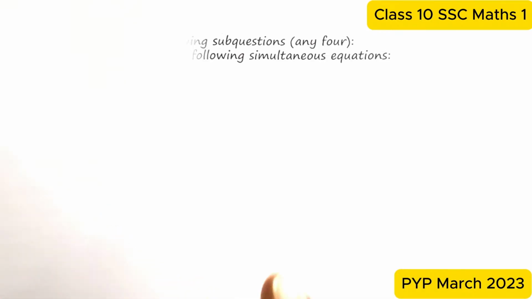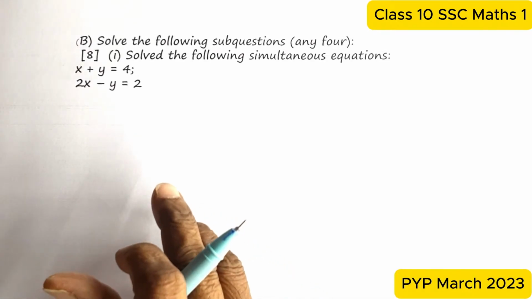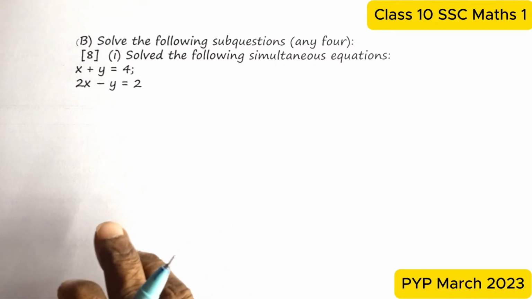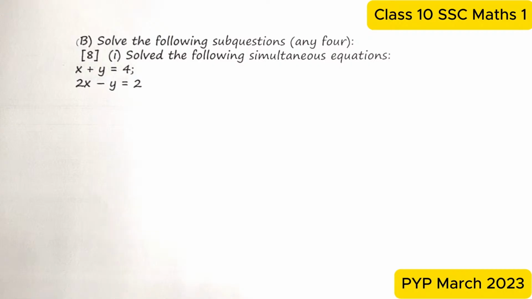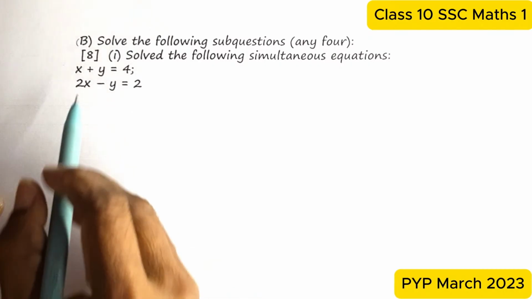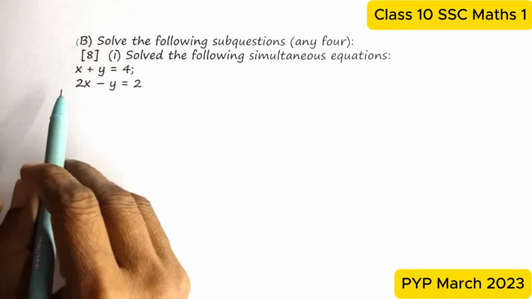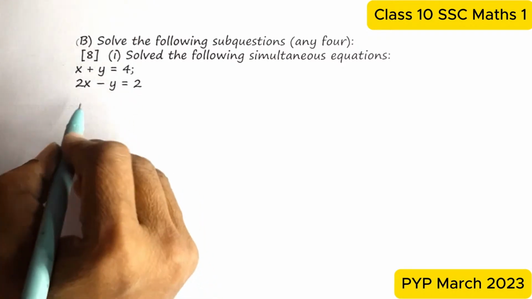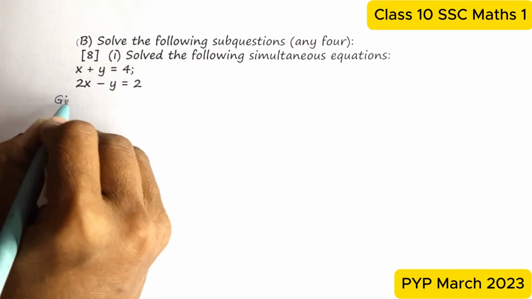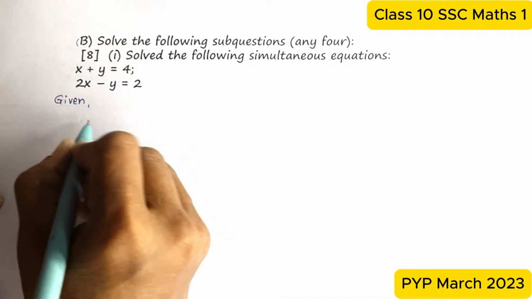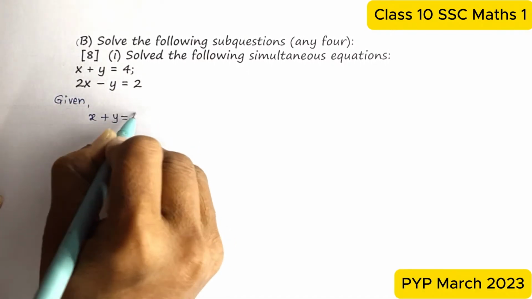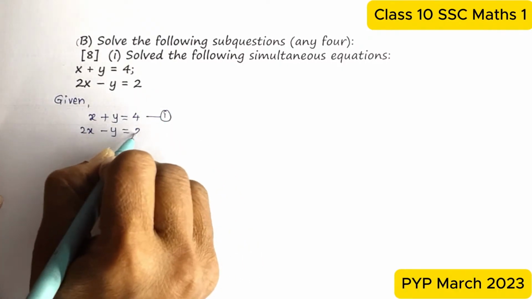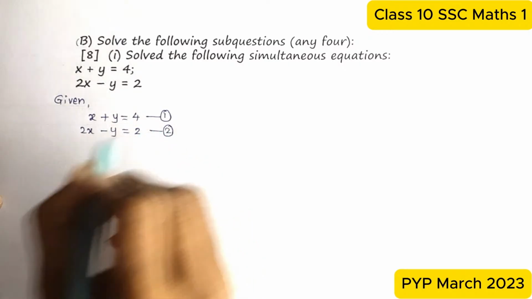Then the next question students. Next question is from the question to be solved: solve the following sub questions, any 4, each having 2 marks. Okay, so now here solve the following simultaneous equations. x plus y is equal to 4 and 2x minus y is equal to 2. Okay, so first I write down the given simultaneous equations and call them the first one and second one. So x plus y is equal to 4, call it 1, and 2x minus y is equal to 2, call it the second equation.